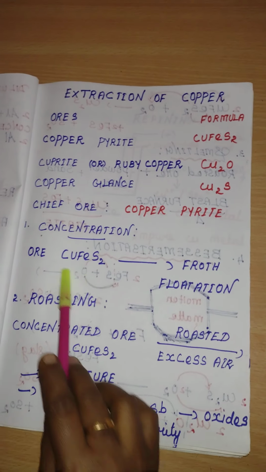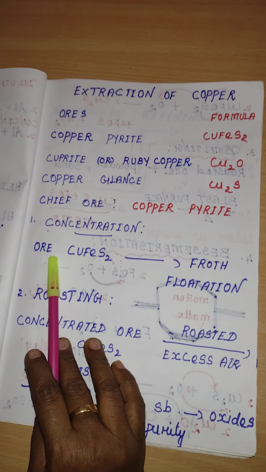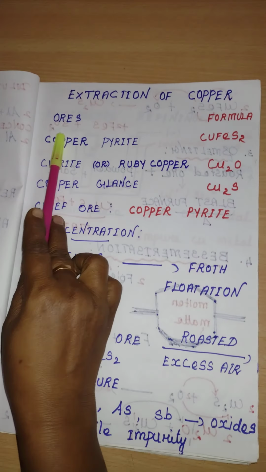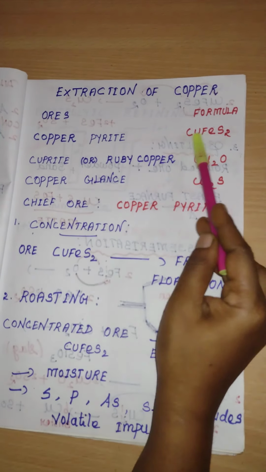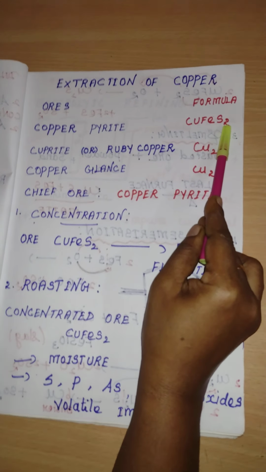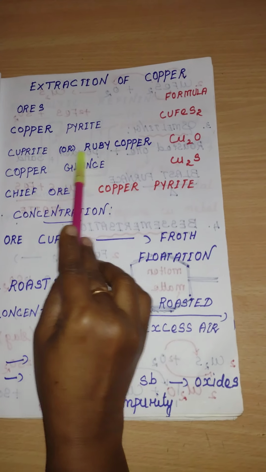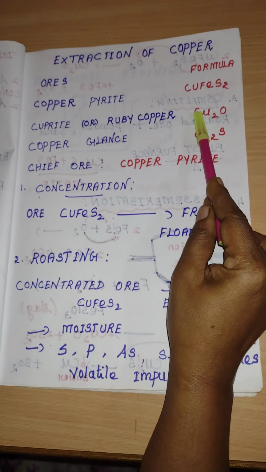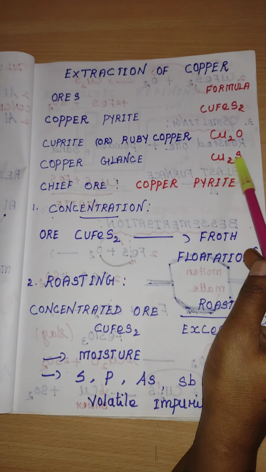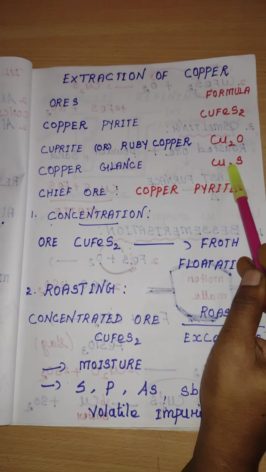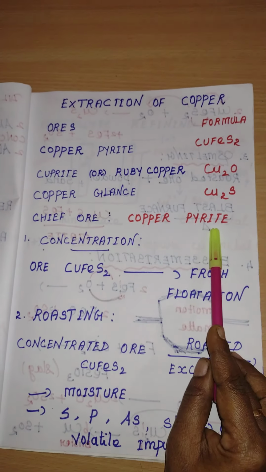Extraction of copper. Copper is obtained from its native state as well as its combined state. First step, ores of copper. First one, copper pyrite, CuFeS2, sulfide of copper. Second one, cuprite or ruby copper, oxide of copper, Cu2O. Copper glance, sulfide of copper, Cu2S. The chief ore of copper is copper pyrite.